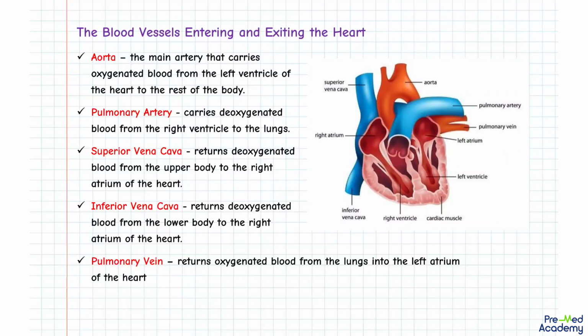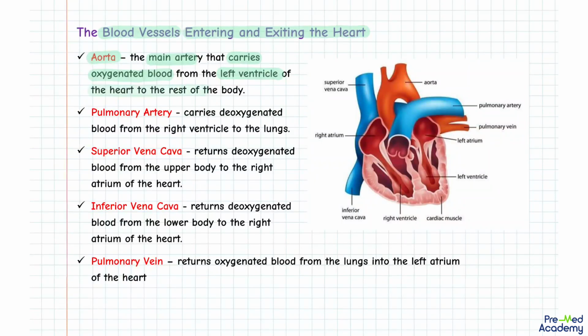So now that we understand the different chambers of the heart, we need to understand the blood vessels that enter and exit those chambers. The first vessel we will talk about is the aorta, which is the thickest blood vessel in the whole body. Its diameter is more than 2 centimeters. Yeah, it's really massive, and for a good reason. It is the main artery that carries oxygenated blood, meaning blood rich with oxygen, away from the heart to the rest of the body.